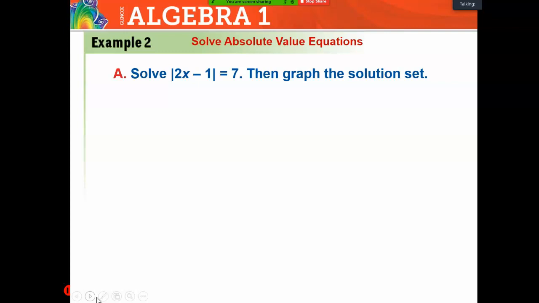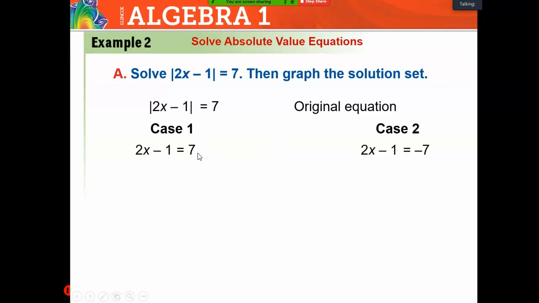So we have the absolute value of 2x minus 1 equals 7. We're going to drop the absolute value, and we're going to rewrite this twice. We're going to write it equal to positive 7 with no absolute values, and we're going to write it equal to negative 7 with no absolute values. So we have case 1 and case 2, where it's equal to a positive and equal to the negative. Give me a thumbs up if you're okay so far.